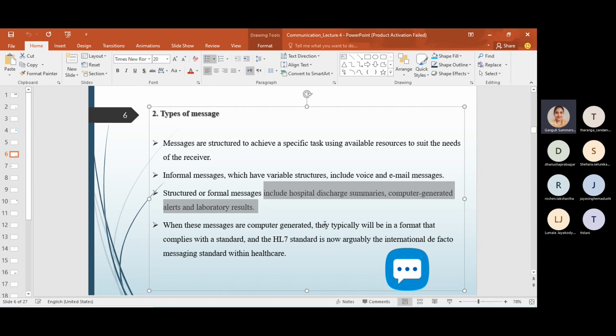They all are computer generated. Okay, so all these messages should comply with the standard.